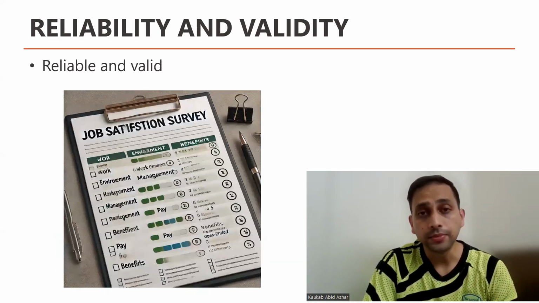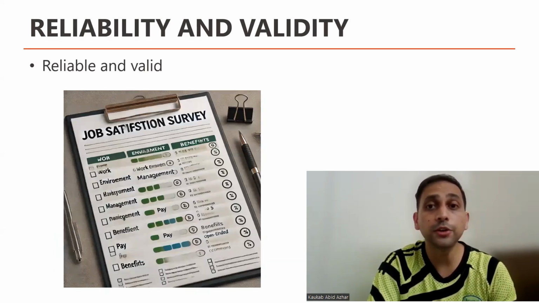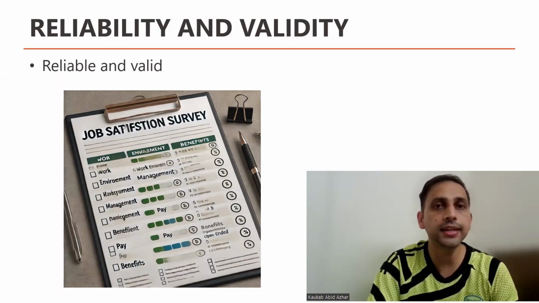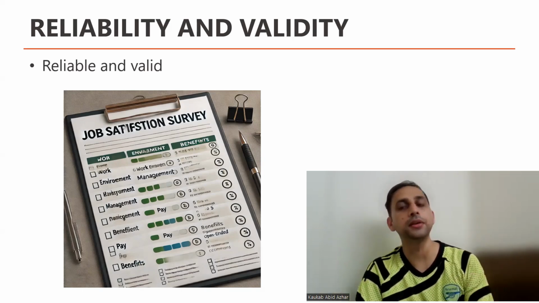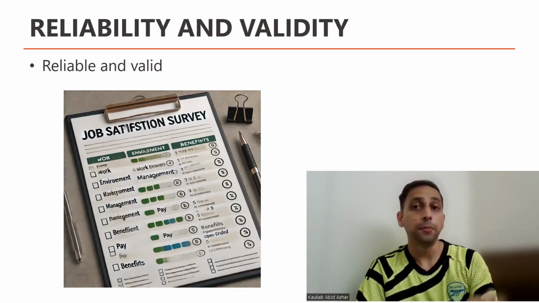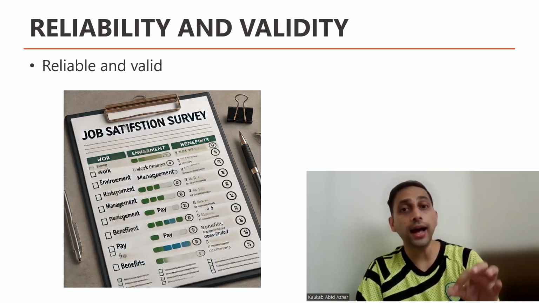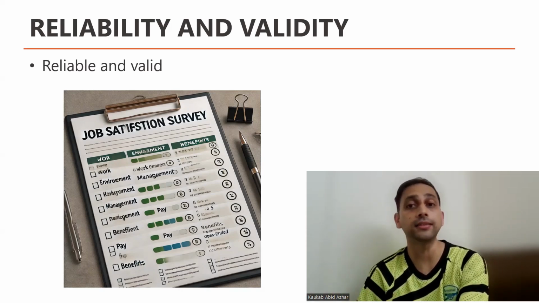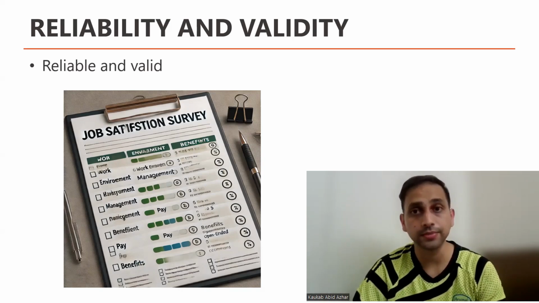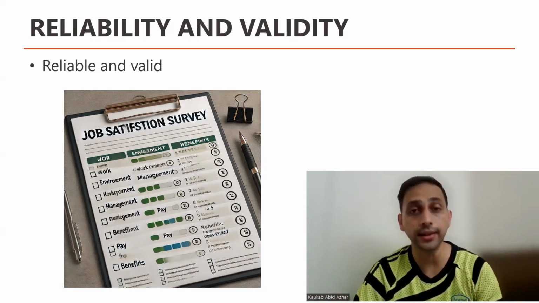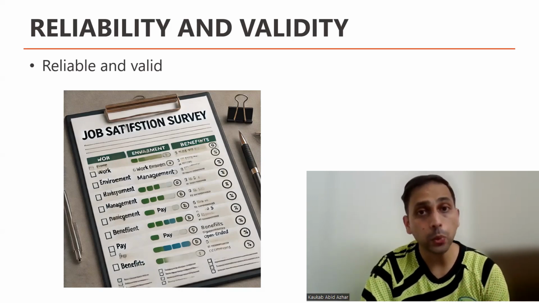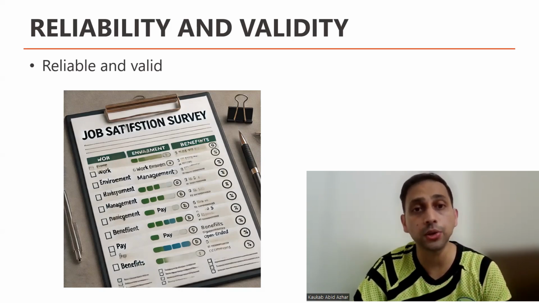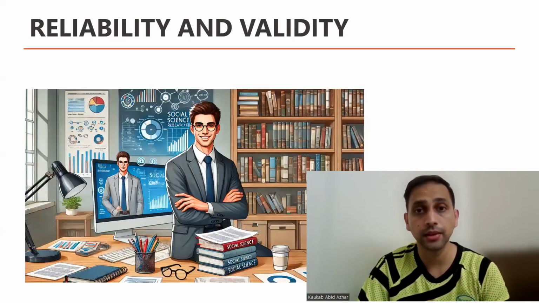Let's take another example. So if you're using a survey to measure job satisfaction, you need the survey to consistently give you the same results under the same conditions, reliability. But you also need the survey to accurately measure job satisfaction and not some other factor like general happiness. Accuracy, which means validity. So only when both reliability and validity are present, you can truly trust your research results.